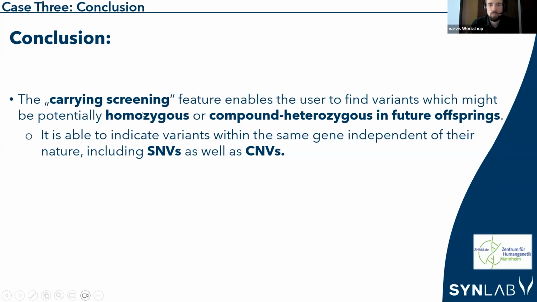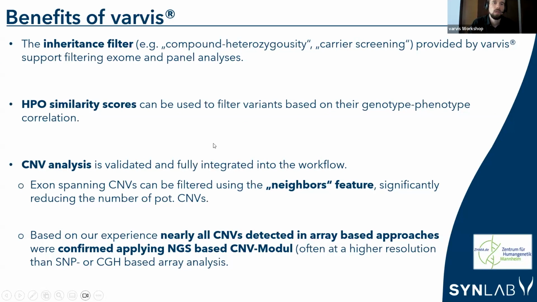So again, a short summary: the carrier screening enables you to find variants which are potentially homozygous or compound heterozygous in future offspring, and it's independent of SNVs or CNVs. So just the overall summary: the inheritance filters, like the compound heterozygosity filter and carrier screening filter, and also the de novo filter or autosomal recessive filter, support you in your exome analysis.